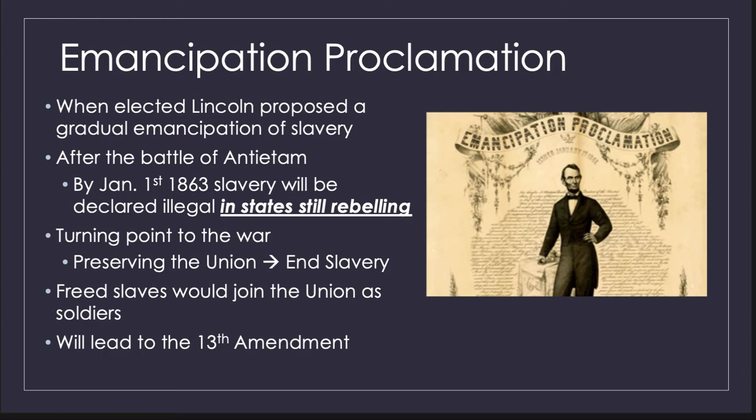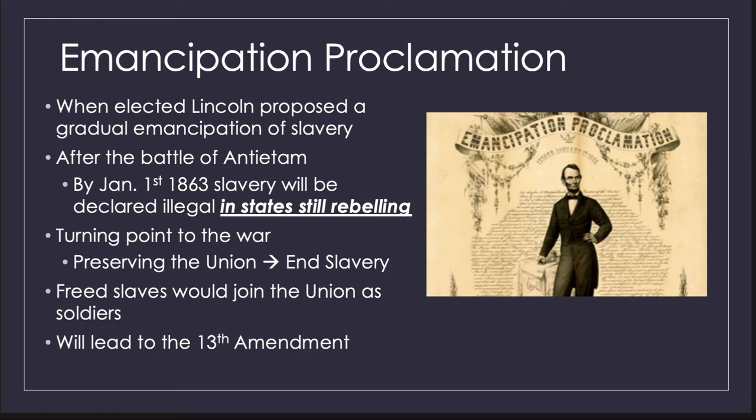After this battle, Lincoln's going to announce that as of January 1st, 1863, slavery is going to be illegal in all states rebelling against the Union. That is incredibly important. Lincoln isn't saying that the border states is where slavery is going to be illegal. He's saying in the Confederate States, all of the states currently in rebellion. The reason he does this is because he doesn't want to lose the support of the border states that had slavery in it currently. The problem with this is that the South doesn't see Lincoln as their president.